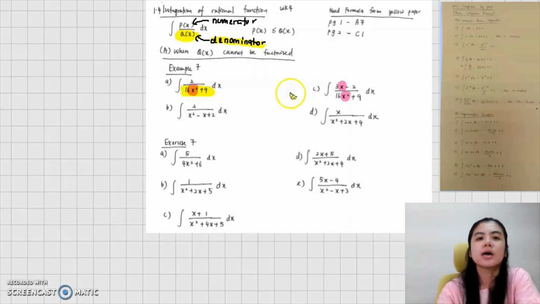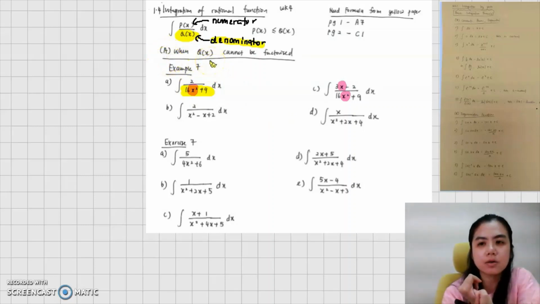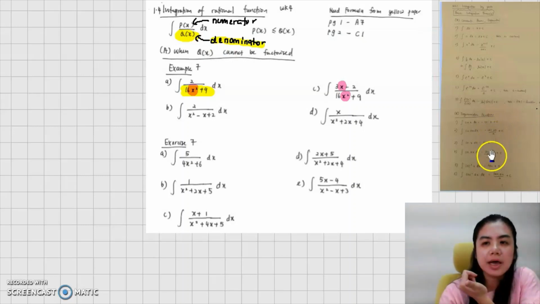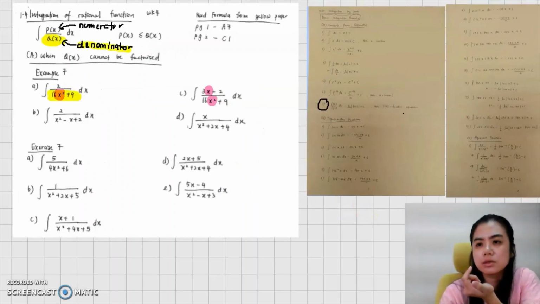Alright, when we look at the example of type number one, that is when q cannot be factorized, we need the formula from the yellow table, which I gave you in the class. We will need the formula from page number 1, that is your A7, and the formula from page number 2, that is your C1. We need those two formulas.